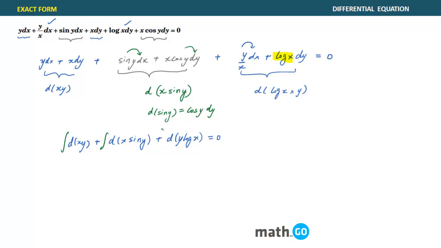Just integrate all of them on both sides. So if you integrate, what we will get: this is xy, this is x sin y, this is y log x plus c equal to 0. This is the answer we were looking for. That simple exact form can make a question so simple. It looked like a very intimidating problem here. Can you see how simple this question has become now by using exact form?